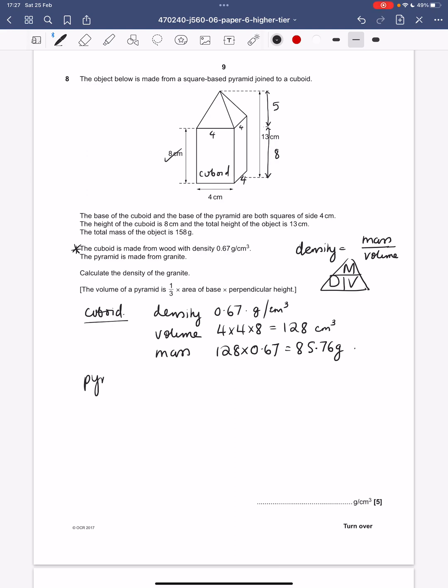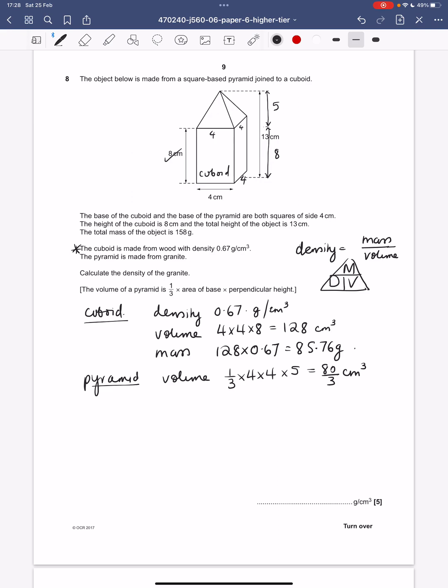So we're going to move on to the pyramid. The density we need to know. The volume we can work out. Volume of a pyramid, a third times the base area times the height. So it's a third. Base area is 4 times 4 again, and the height is 5. So that's going to be 80 divided by 3, because 16 times 5 is 80. That'll give us some rounding off, so I'm going to leave that one as it is to avoid rounding errors. Got the volume.